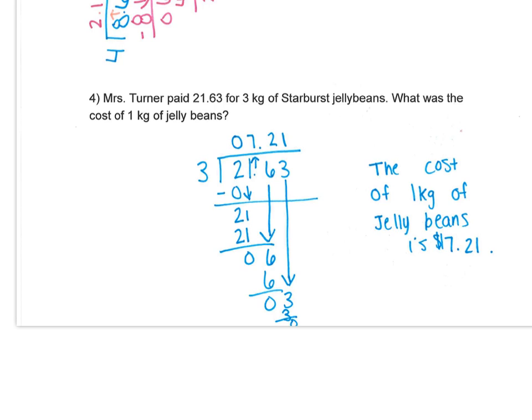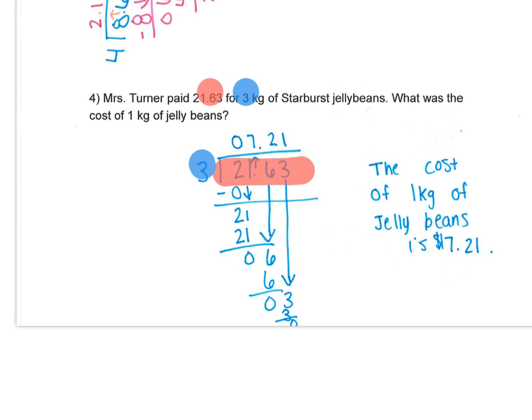So all you're going to do is you're going to take 3 kilograms, and you're also going to take 21.63. So 21.63 goes inside, because that's how much she's paying, and we're splitting the 3. So we want to know how much 1 costs. Same steps. How many times can 3 go into 2? This time it can't go into 2, so you put a 0 at the top. 0 times 3 is 0. 2 minus 0 is 2. Bring down your 1.